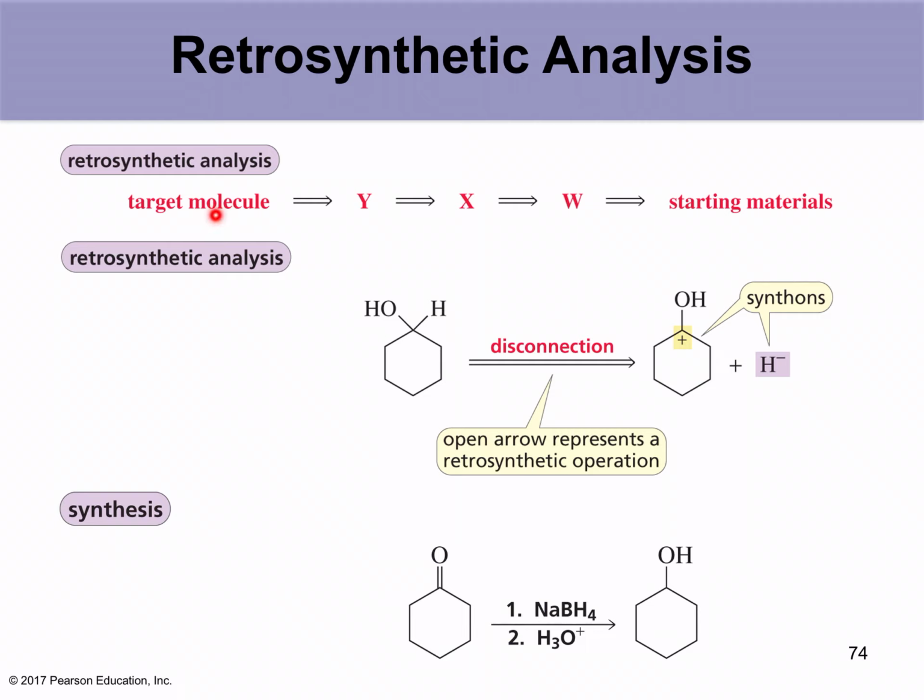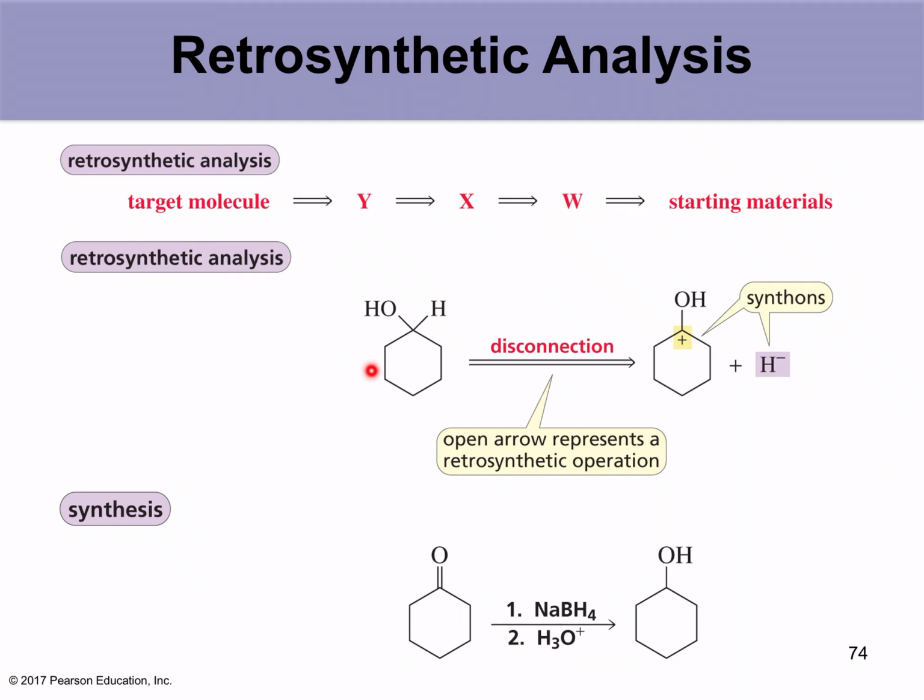So in retrosynthetic analysis, we have the target molecule and we give this arrow for the retrosynthesis. Normally a forward reaction would be given with this arrow, but for the retrosynthesis you have this kind of open arrow. Target molecule that can be coming from a Y molecule. We can obtain Y from the X. X can be obtained from the W. W will lead to the starting material, and then we need to know how to go forward.